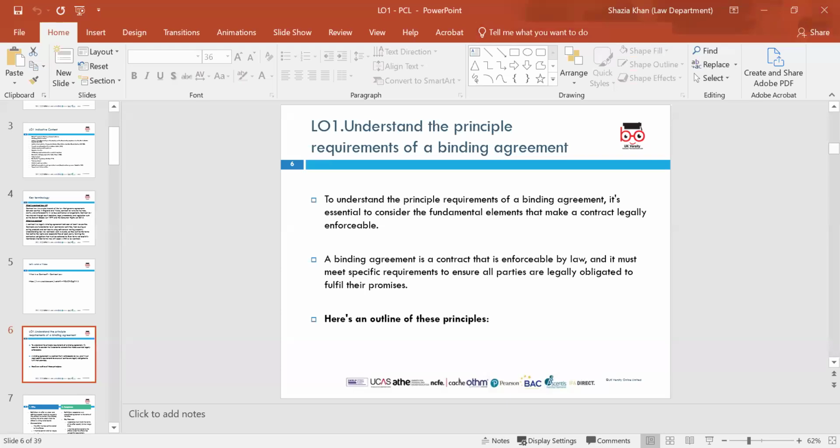So to understand the principal requirements of a binding contract, it is really important to identify that a binding contract must come into place where the elements of the requirements are met for a binding contract to become a binding contract. It's an agreement that should be a legally binding agreement between both parties, which is enforceable by law. And there must be principles in place that you must follow before it identifies that a contract is formed.